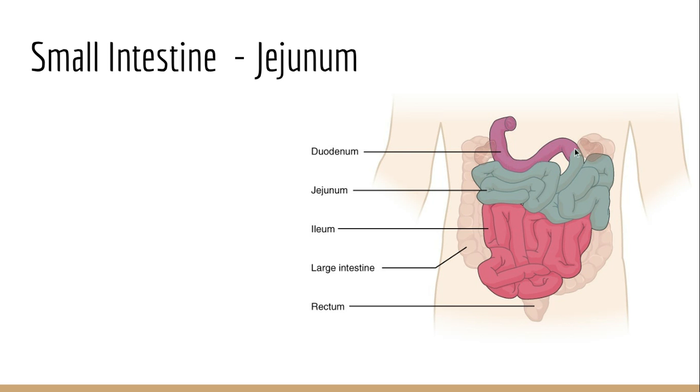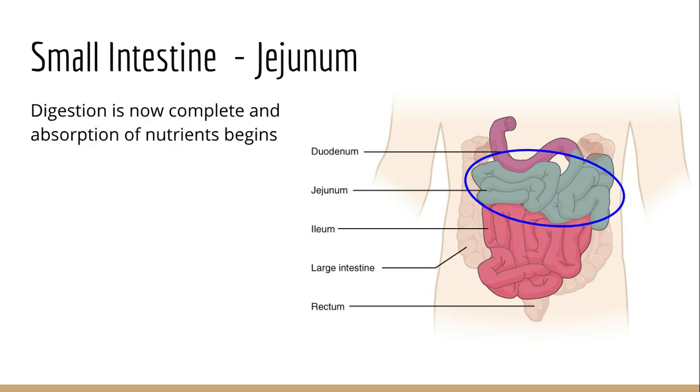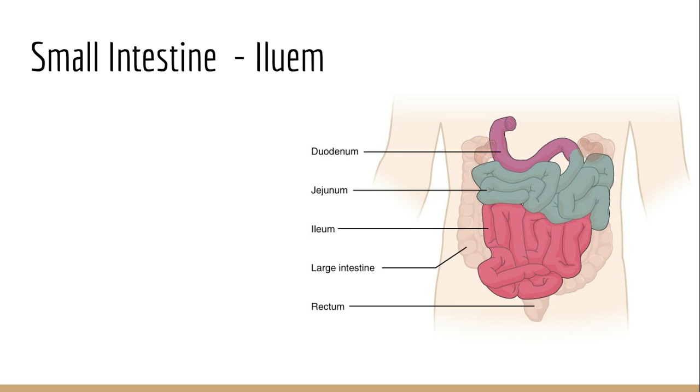They're going to leave the duodenum and start entering into something called the jejunum, which is right here. The jejunum is also part of the small intestine. But it starts to do what we call the absorption of nutrients. So now we have all the monomers that we need to absorb into our bloodstream from being digested in the duodenum. Now we need to actually put them into our bloodstream.